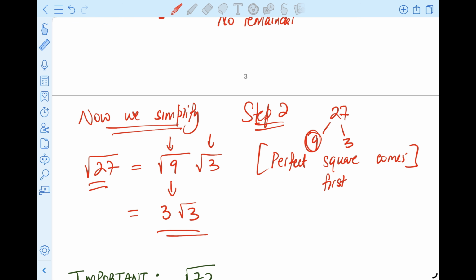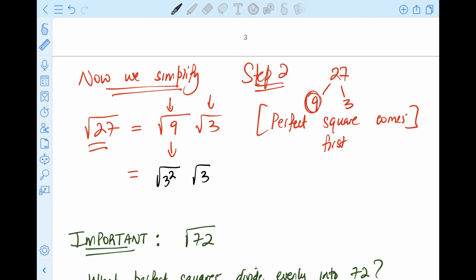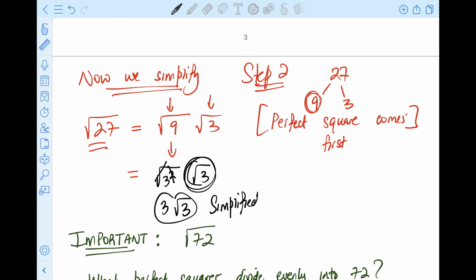So what we have is the square root of 9, which is the same as the square root of 3 squared. See that? And the square root of 3. And what happens with the square root of 3 squared? The square cancels the square root, leaving us with 3. It comes out of the root. And we're left with this term here, which is the square root of 3. This is the simplified radical for the square root of 27.